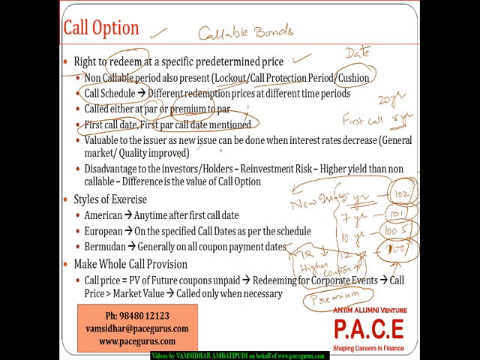So once it has bought back, it can do a new fresh issue at a lesser interest rate, because the current interest rates are lesser in the market. So it can very well reissue the bond at a much lesser interest rate. So it is very much advantageous to companies. They'll generally exercise this callable bond when the market interest rates are lesser.